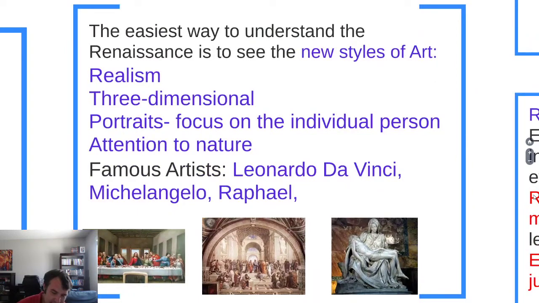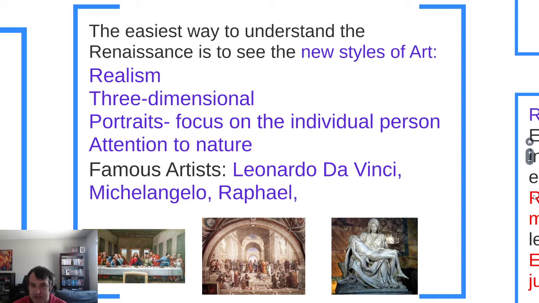All right, so how do you know what Renaissance art looks like? The easiest way to understand the Renaissance is through the new styles of art that start getting used around Europe. And the styles of art are realism, three-dimensionalism, portraits, and attention to nature. So I'm going to go through a lot of art on the next slide and highlight these artistic styles. Let me just comment about them a little bit.